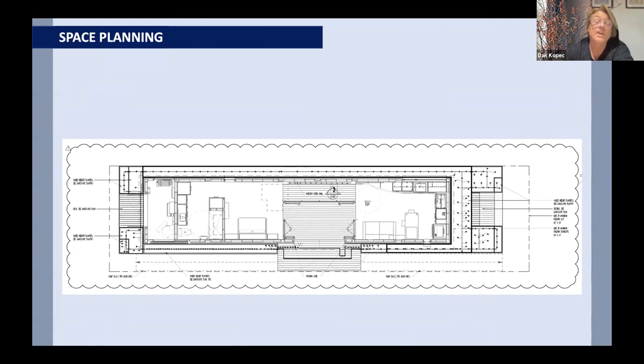Now, we also want to create buffer zones as much as possible. And so we created some living walls. So this one here was a living wall. And then we put sound attenuating blankets in between the front part. So that way we could reduce the amount of street noise. But look at how we designed the interior space. We segmented it.